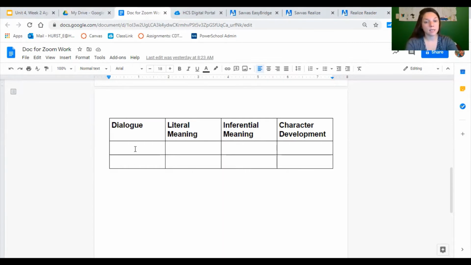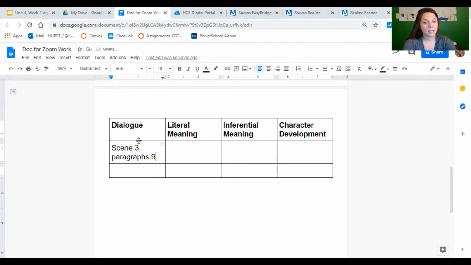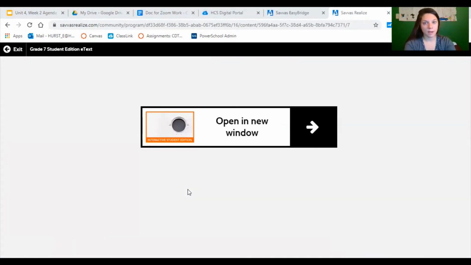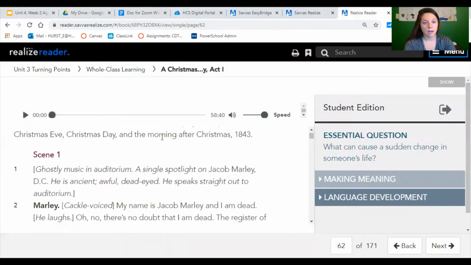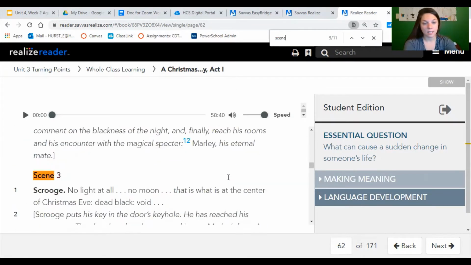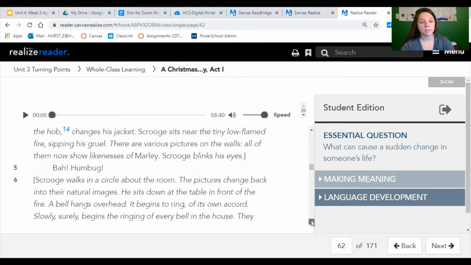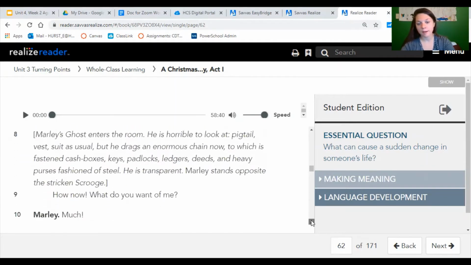So the first piece of dialogue I want us to look at is scene 3, paragraphs 9 through 23. I'm going to do Control F on this page and look for the word scene to get to scene 3. It's the fifth time the word scene comes up. We're going to look at paragraphs 9 through 23. I am going to read this out loud to you since you guys have already read it, just to remind you of what it is.